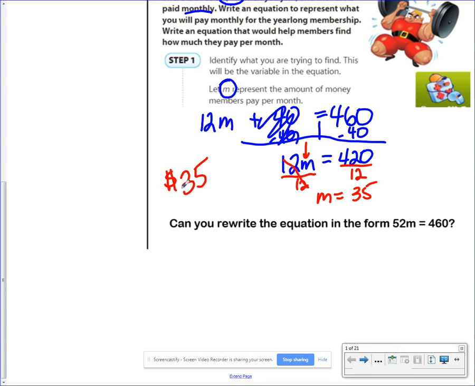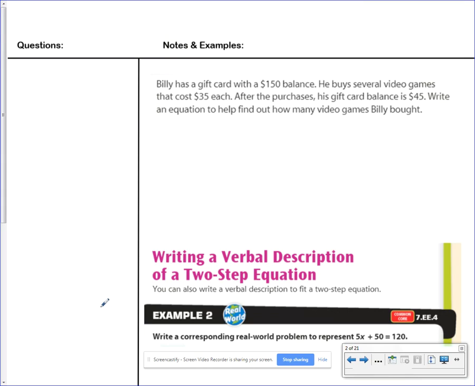Now, I don't really like this question about rewriting the equation that way, because I don't understand what that means. So I'm just going to have you scribble that out. Now it says something about write an equation that would help members find how much they pay per month. I think that's what we've got right here. So circle the $35. We've got it. All right, let's go to the next one.